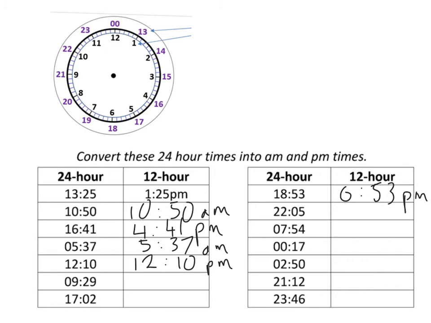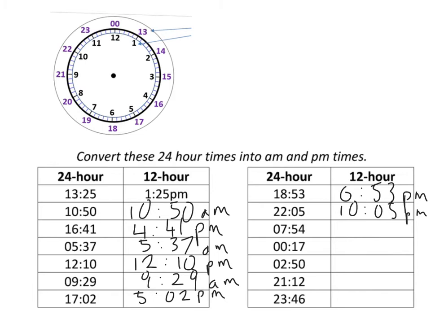09:29, so that's a morning time again, so it's going to be 9:29 a.m. 17:02 is going to be 5:02, and that's going to be p.m. Okay, other side is hard. 22:05, so that is 10:05 p.m.